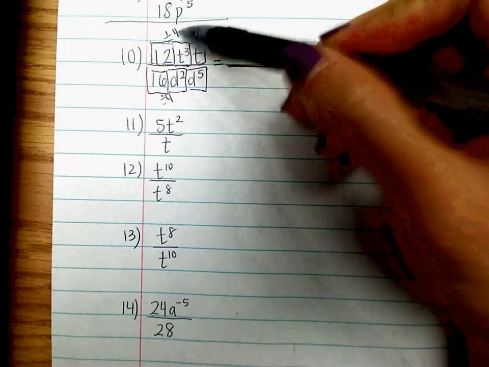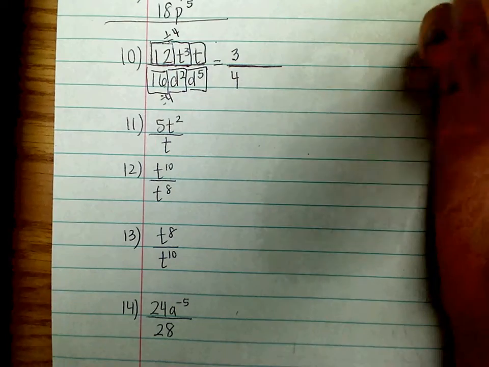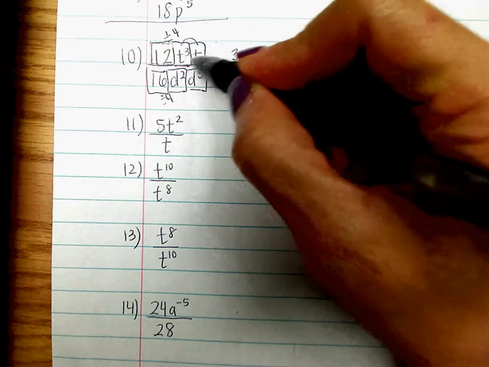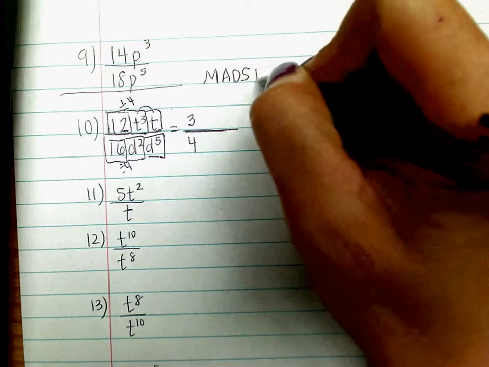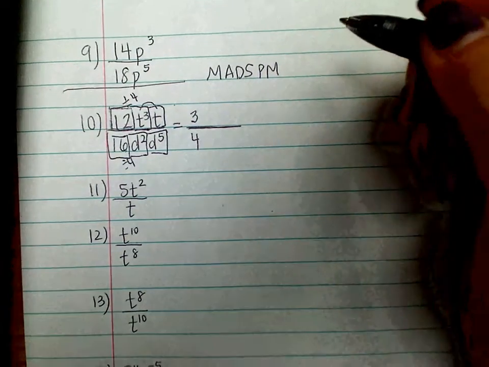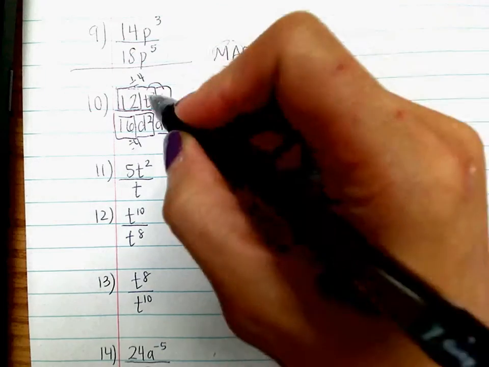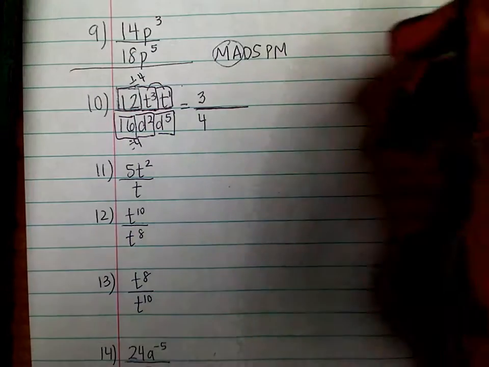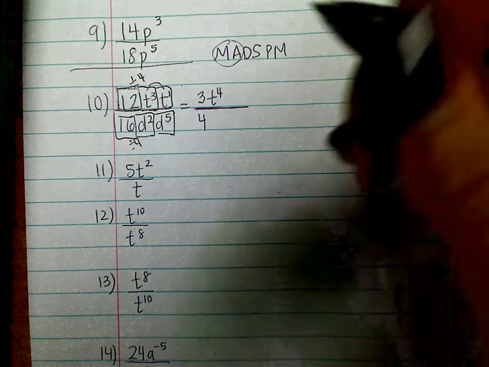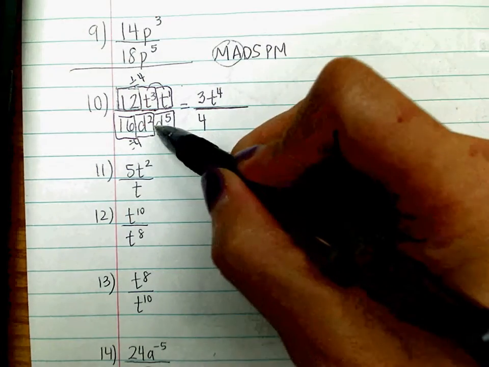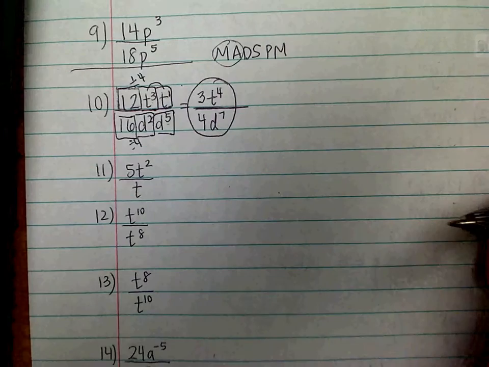So 12 divided by 4 is 3. 16 divided by 4 is 4. Okay, and we're done with that. Now if you take a look, these happen to be the same base. Now remember what we said, MADSPM, okay, MADSPM. So if you are multiplying the same bases, then you add their exponents. There's an invisible 1 here. So 3 plus 1, that's 4, so t to the 4th power, okay? And then down here we've got same bases being multiplied, so you have to add the exponents. It'll be d to the 7th power, and that's your final answer, okay?